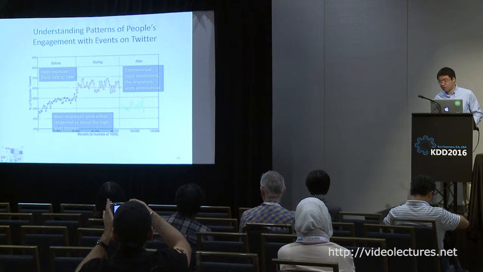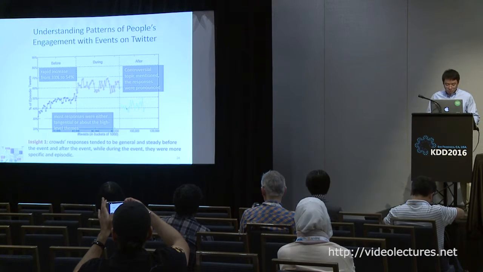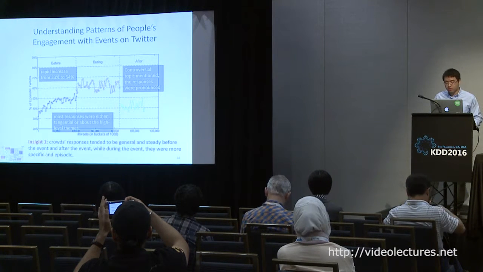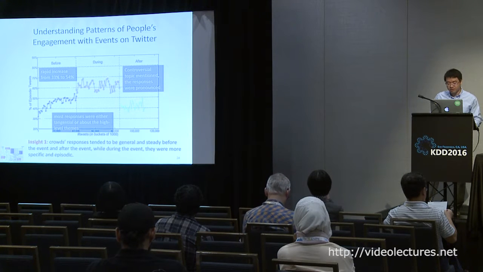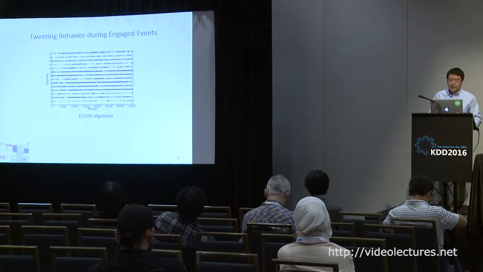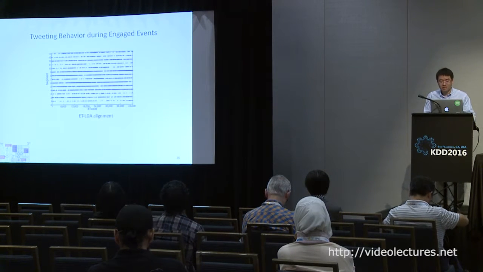So the percentage of the specific tweets went down significantly. The insight from this graph essentially is that the crowd's responses tend to be general and steady before and after the event, while during the event, they are more specific and episodic. On the other hand, we conduct the second analysis to look at the tweeting behavior during the event.